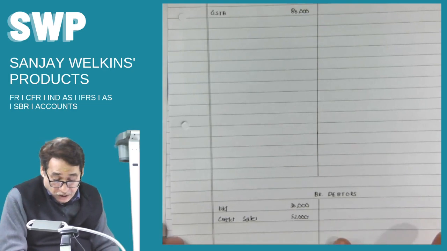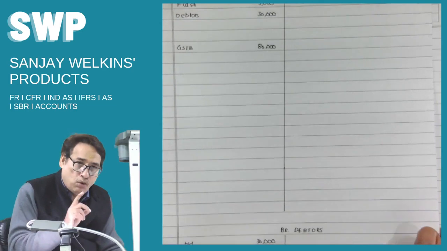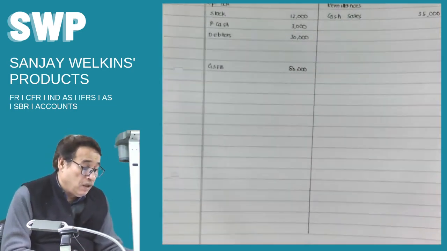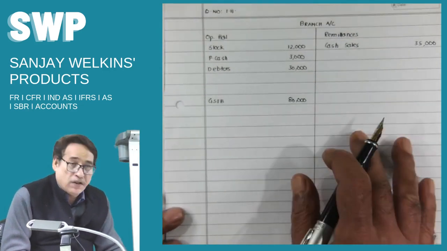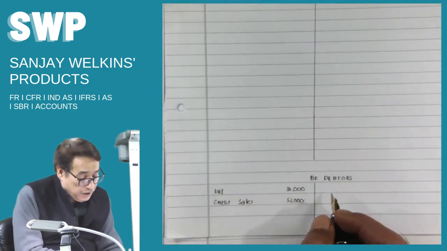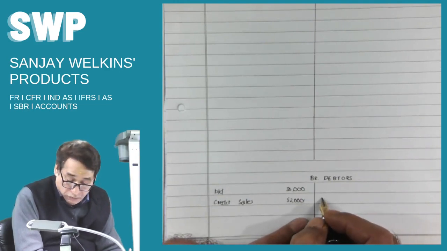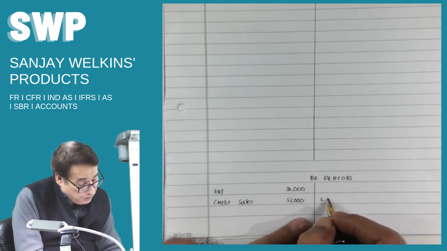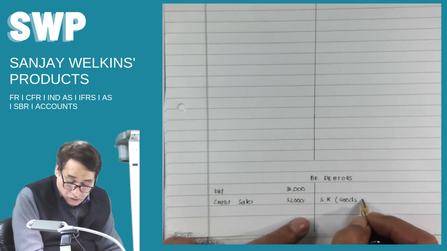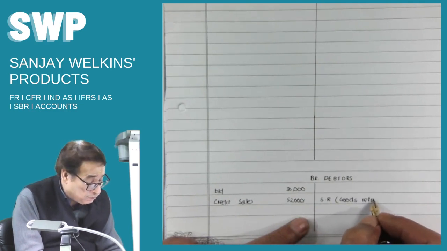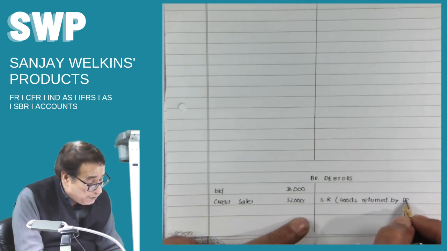Then it is given goods returned by debtors. Very, very important. Don't get confused. There are two types of return I have been telling you. One is known as goods returned by branch. Goods returned by branch will always be written in the branch account, whereas goods returned by debtors is known as sales return, and it will always be written in the debtors account, because this is a transaction between branch and debtors. Sales return, that is goods returned by debtors.